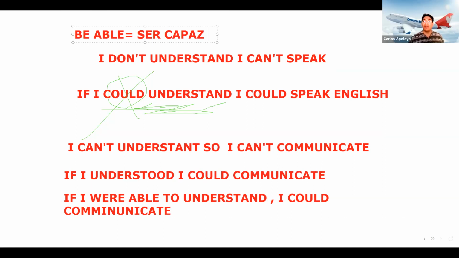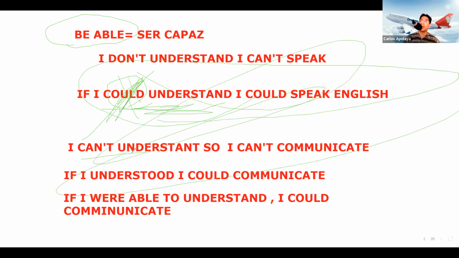Ok, truco, Gaby. En el if, nunca vamos a poder poner un could, ¿sí o no? No, ¿por qué? Porque el could se ponía en el resultado. Entonces, para no cometer este error, cada vez que yo vea un can, tengo que usar el be able. Siempre. Porque si no, estaría poniendo un could, lo cual hace que mi oración esté completamente errónea. Did you understand? Ya.